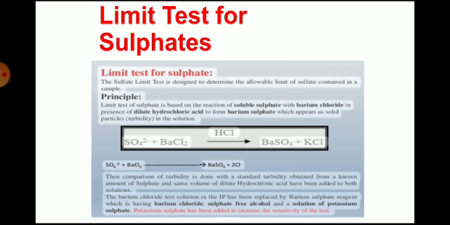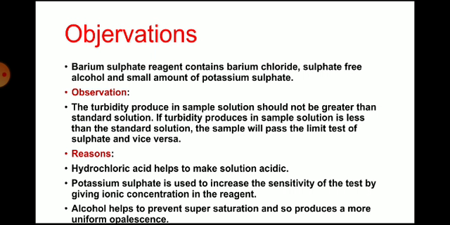Potassium sulfate has been added to increase the sensitivity of the test. In the sulfate limit test, the barium sulfate reagent contains barium chloride, sulfate-free alcohol and a small amount of potassium sulfate. In the observation, the turbidity produced in the sample solution should not be greater than the standard solution. If the turbidity in the sample solution is less than the standard solution, the sample passes the limit test of sulfate.